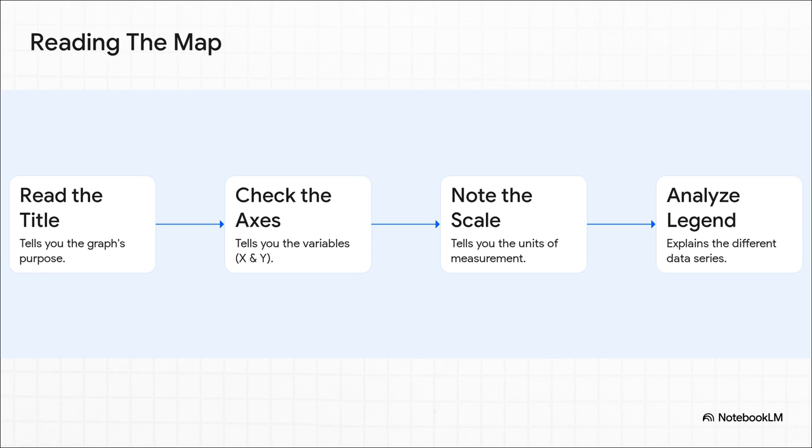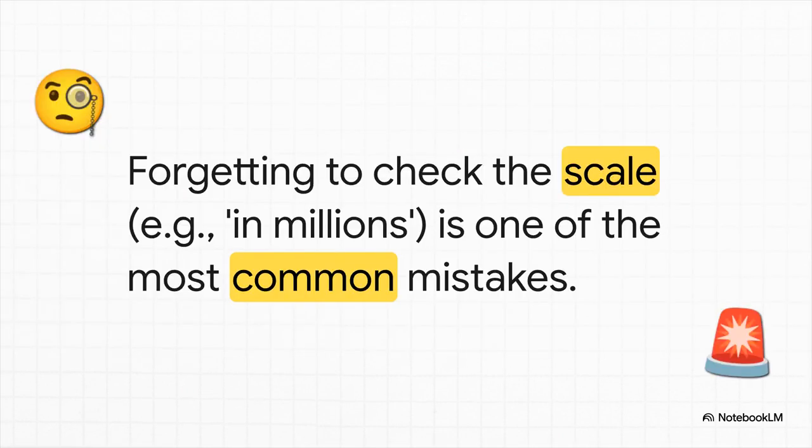Step 3, and this is a big one, look at the scale and the units. Are we talking about $5 or 5 times $1 million? Huge difference. And finally, look at the legend. That tells you what all the different colors or lines mean. This whole process takes maybe 10 seconds, but it can save you minutes of painful confusion. And I'm going to say it again because it's that important.